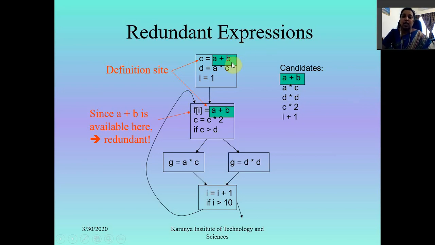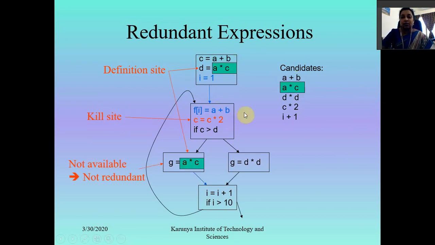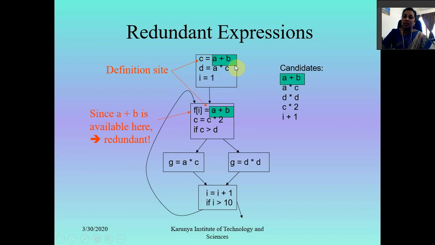So now you say a plus b, we'll take as candidate 1. It's defined here, and it comes over here. In between, A's value is not changed, B's value is not changed. And therefore, what can we do? We can try to eliminate, do some modifications here. Coming on to A star C. A star C has an expression here and then another expression here. But then, is it redundant? Here it is redundant. A plus B is redundant.